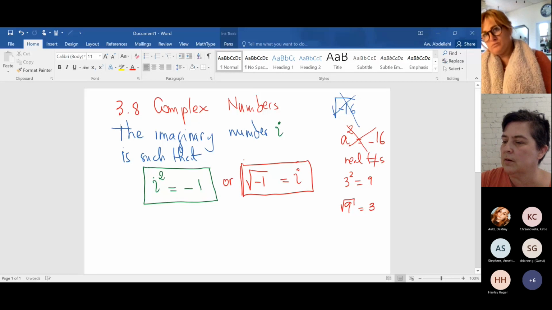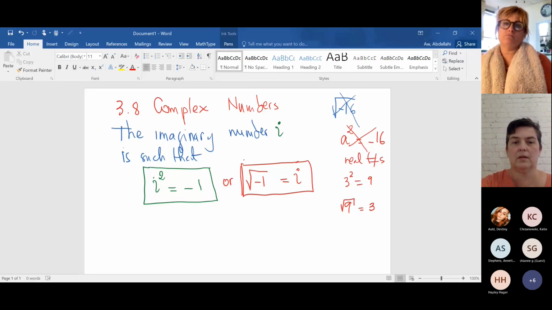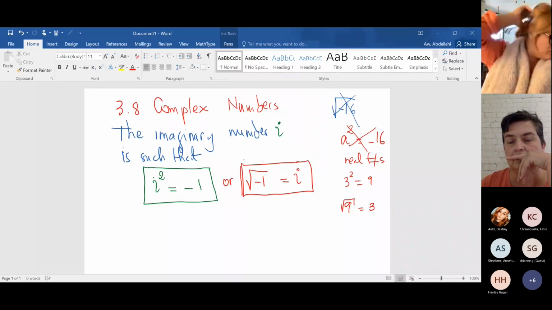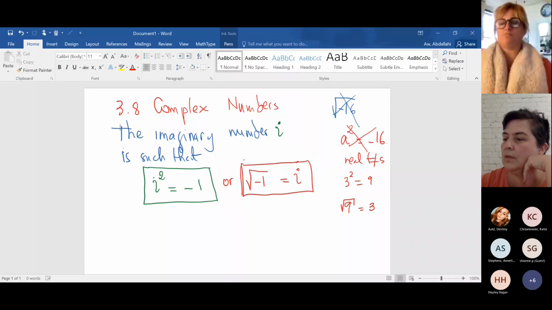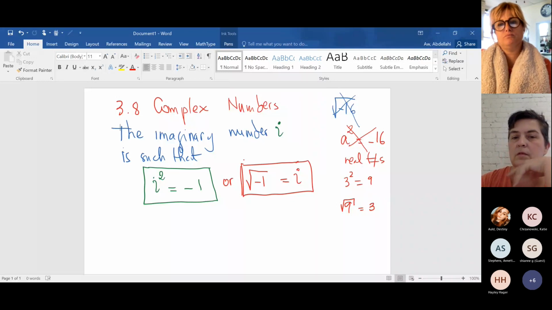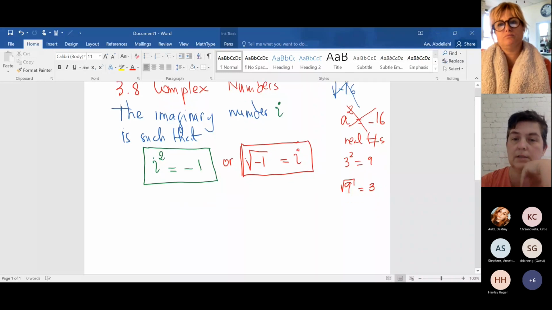So we can come up with a new definition of i. i is the square root of -1. You see, just like 3 is the square root of 9, 5 is the square root of 25, 7 is the square root of 49, etc. i is the square root of -1. Okay? Everybody agree with that? Okay.